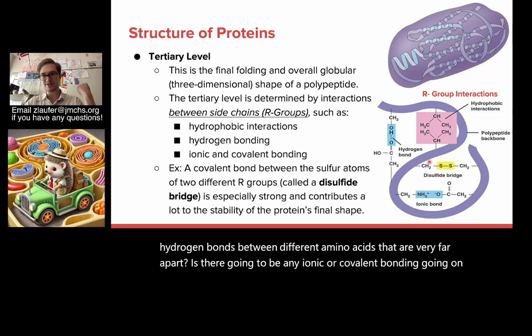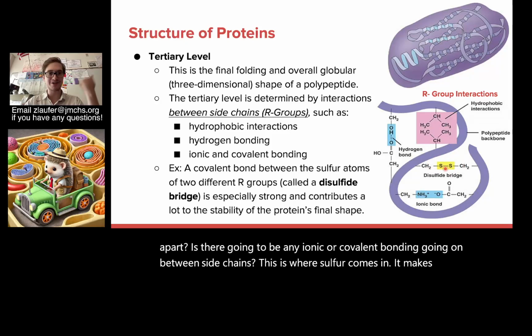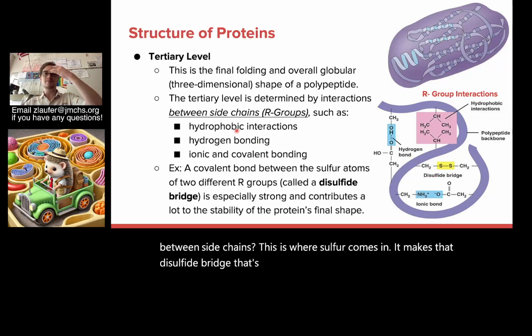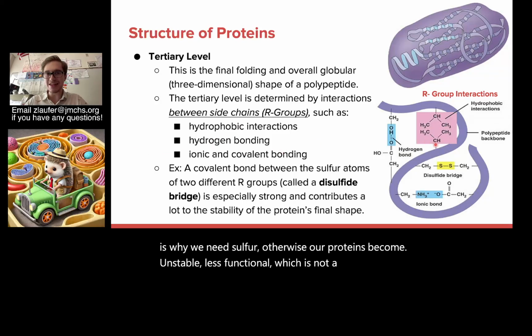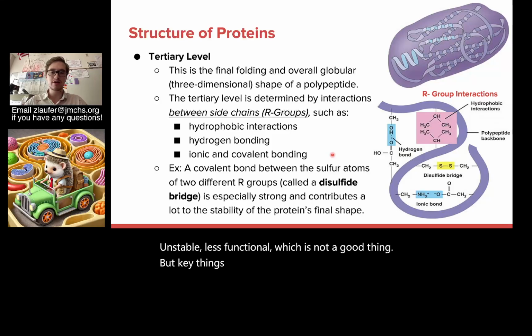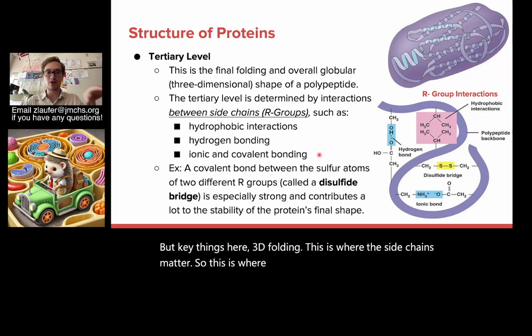This is where sulfur comes in. It makes that disulfide bridge that's very strong and adds a lot of stability, which is why we need sulfur. Otherwise, our proteins become unstable, less functional, which is not a good thing. But key things here, 3D folding, this is where the side chains matter. So this is where you get all of those chemical interactions happening.